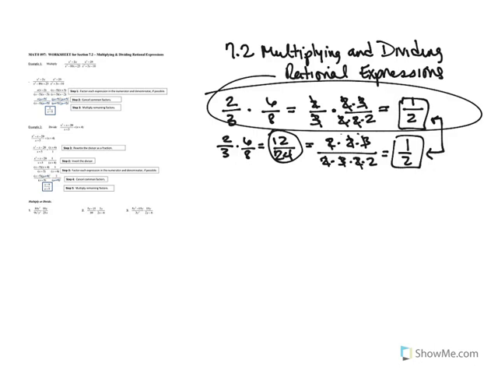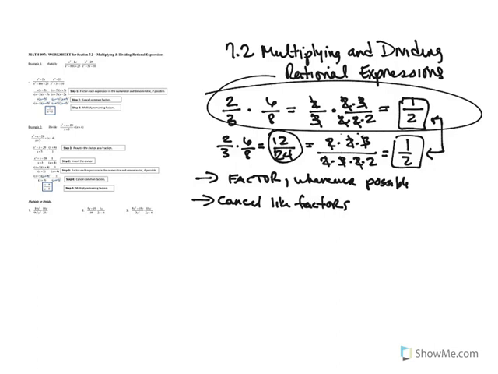So we're going to basically follow the same rules we did in the previous section. We are going to factor wherever possible. And then you're going to cancel like factors. And remember, canceling means anything that can create that one. So any common factor over itself, right?